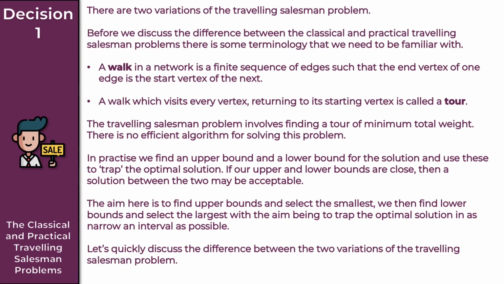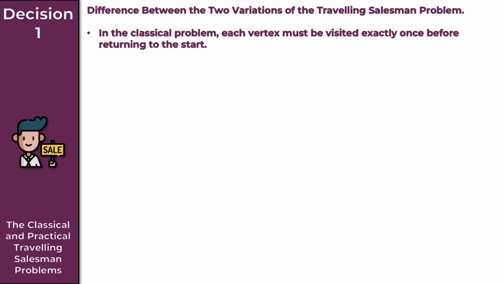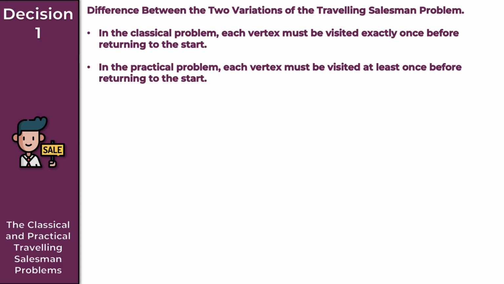So let's just take a quick look here then at the difference between the two variations of the traveling salesman problem. Now, in the classical problem, each vertex must be visited exactly once before returning to the start. And in the practical problem, each vertex must be visited at least once before returning to the start. So as you can see then, it's not a massive difference, but it is an important difference. Okay, so just please do be aware of this difference here.